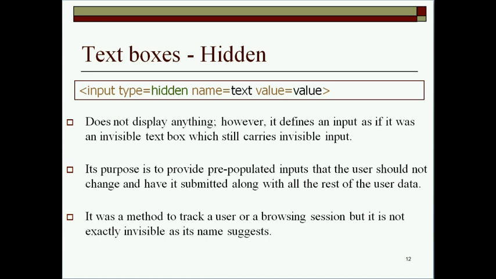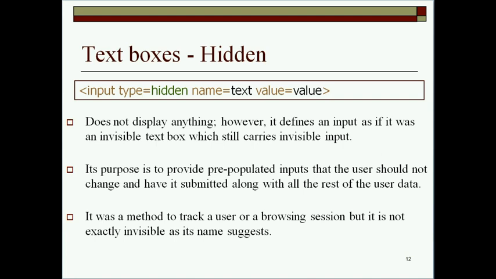One very special category of text boxes are the hidden boxes. In this case, the type attribute takes on the value hidden. Otherwise, everything will be the same as with the classic text boxes that we saw before, except that in this case, the value is not optional. A value must be provided.